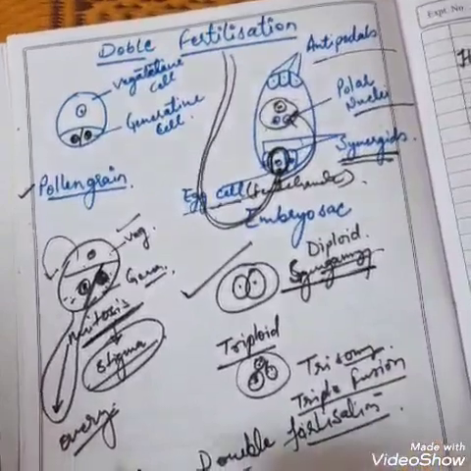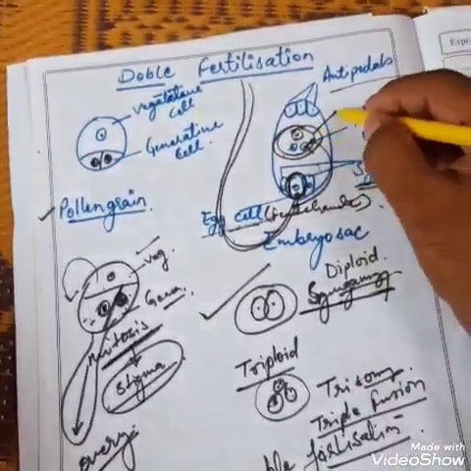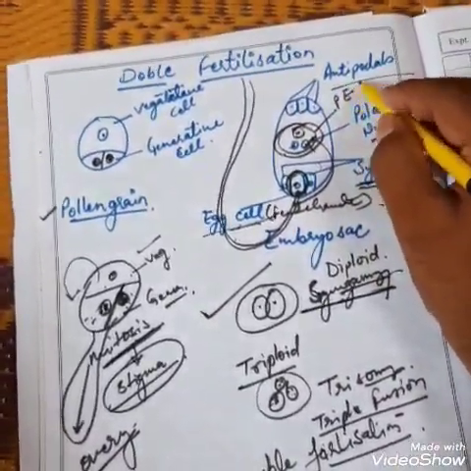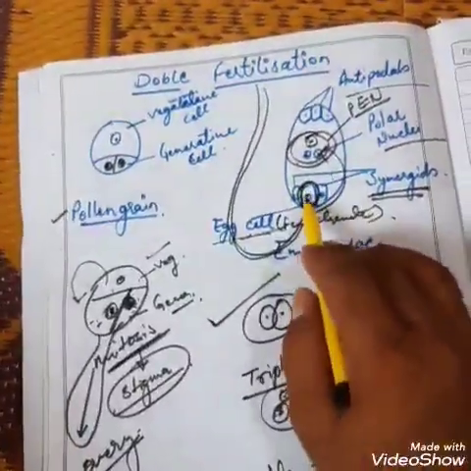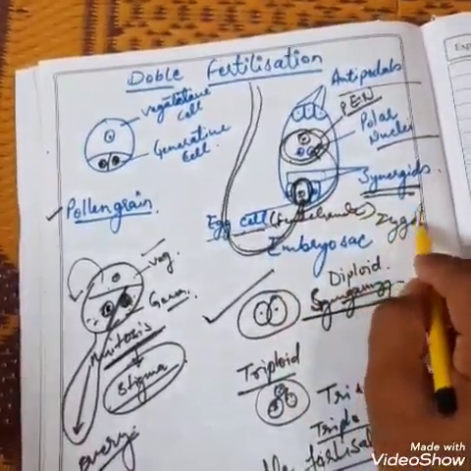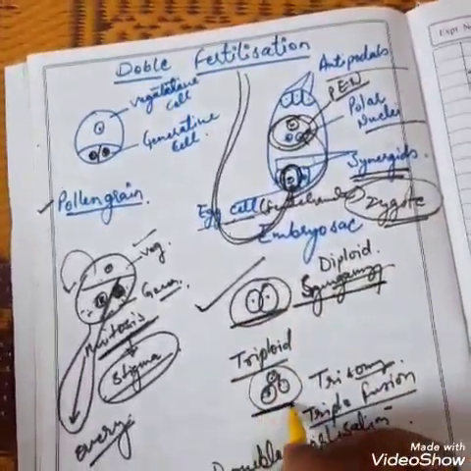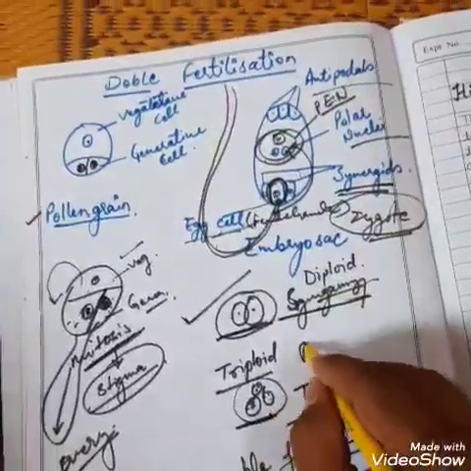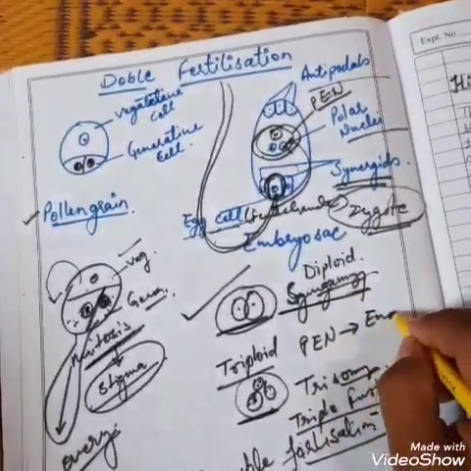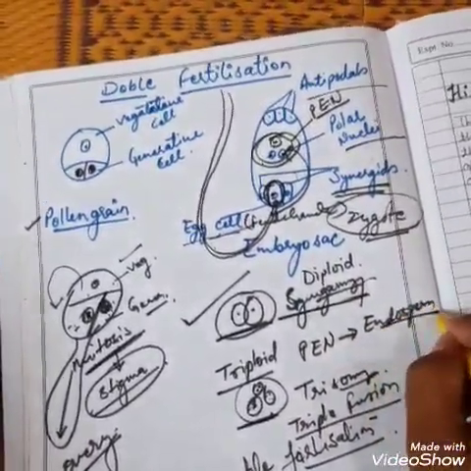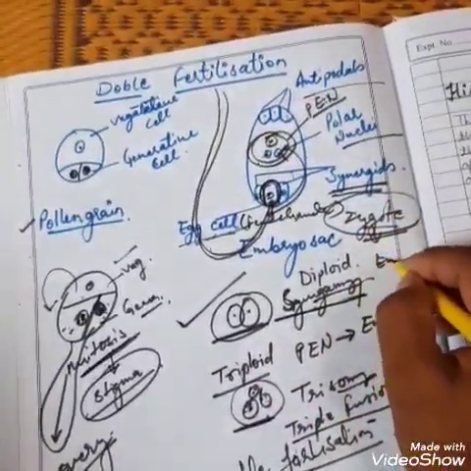After fertilization, two structures are formed. One is the primary endosperm nucleus, and the other is the zygote. When male and female gametes fuse, they form the zygote. The primary endosperm nucleus converts after fertilization into endosperm, and the zygote converts into the embryo.